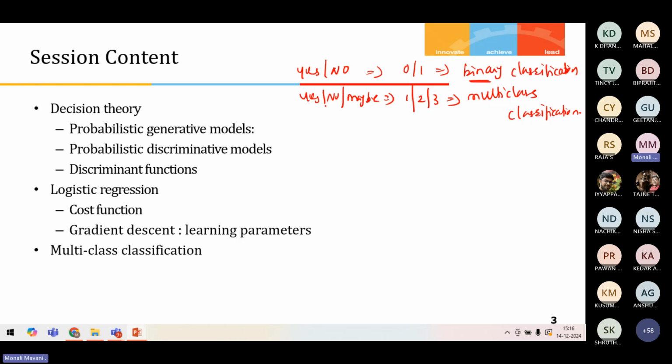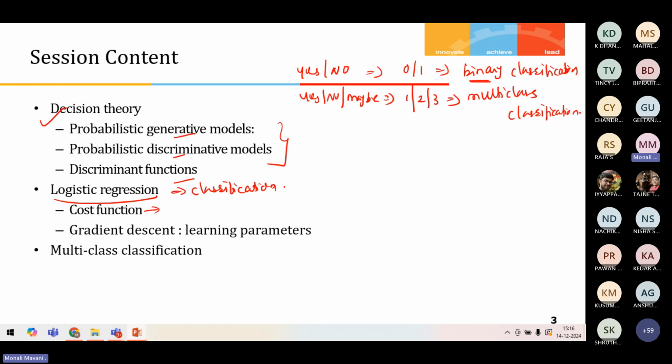We'll first talk about binary classification, because there's a little change in the way we do the classification. But before that, decision theory. What are probabilistic generative models, discriminative models, and discriminant functions? Some theory about this. Then the next algorithm is the logistic regression algorithm, which is a classification algorithm. But the name says regression because it uses a regression function to perform the classification. So that's the name.